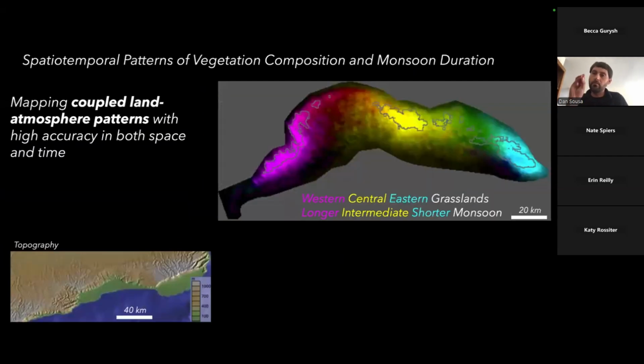Using the same approaches we were using in the Imperial Valley, we can make a map of spatial variability of what's called vegetation phenology, or when the vegetation gets green seasonally, how green it gets, and how long it stays green. And then we can link multi-year changes in that to multi-year changes in the monsoon.